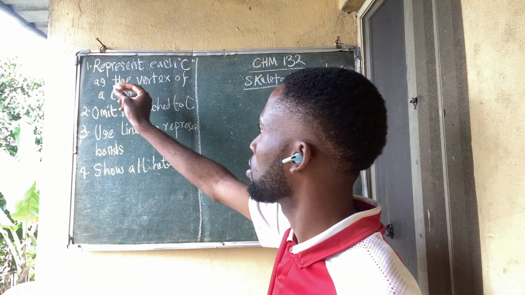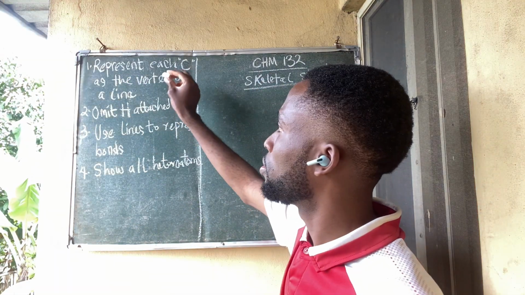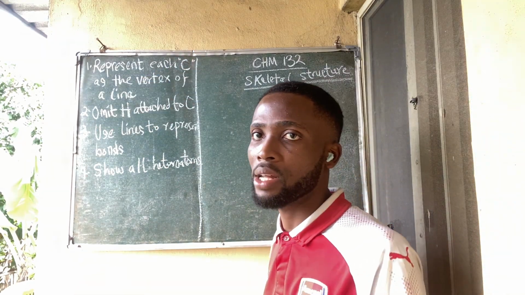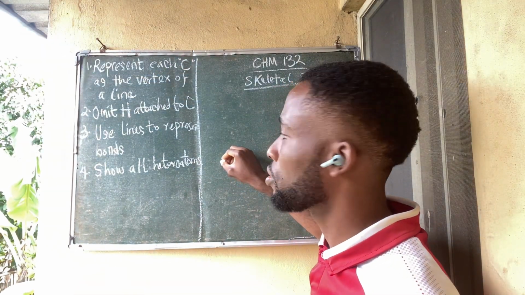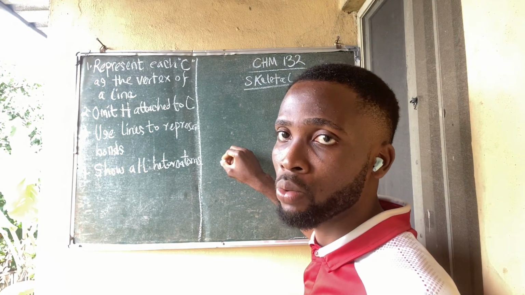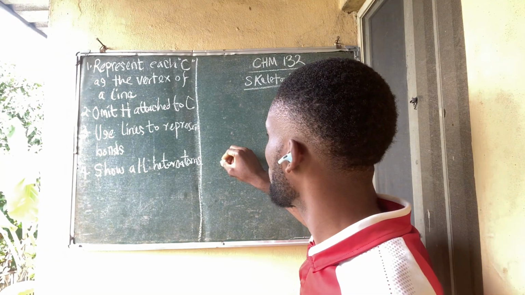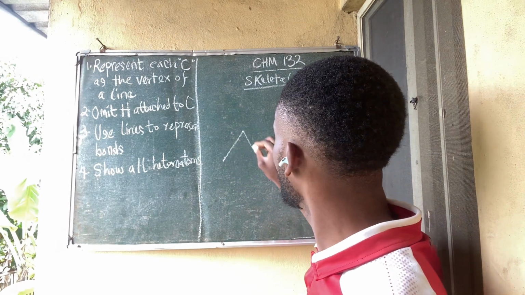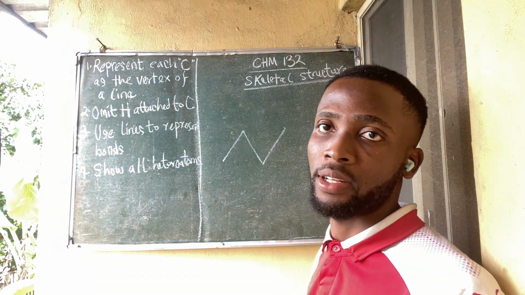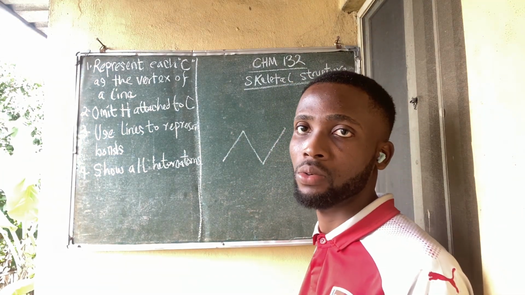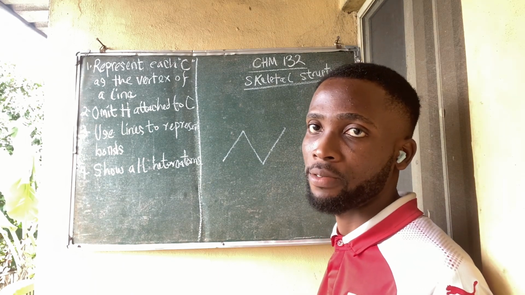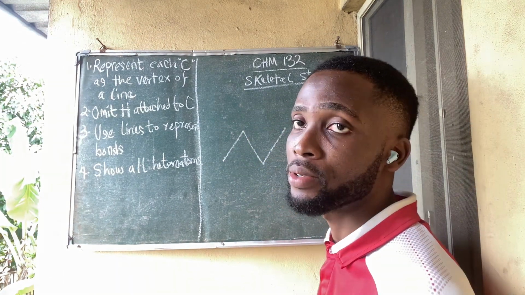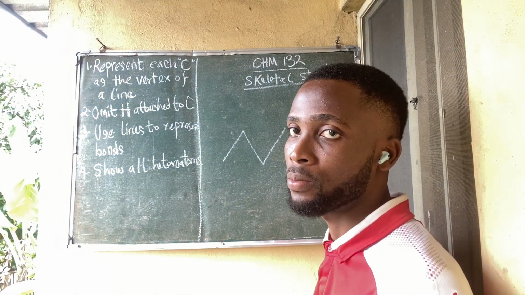The first one says represent each carbon as the vertex of a line. To start with, the vertex of a line is just where a new line segment begins. Say for instance, if you have something like this, we have 1, 2, 3, 4 verticals. By the way, vertical is the plural form of vertex. Alright, so each of these represents a carbon atom, right?